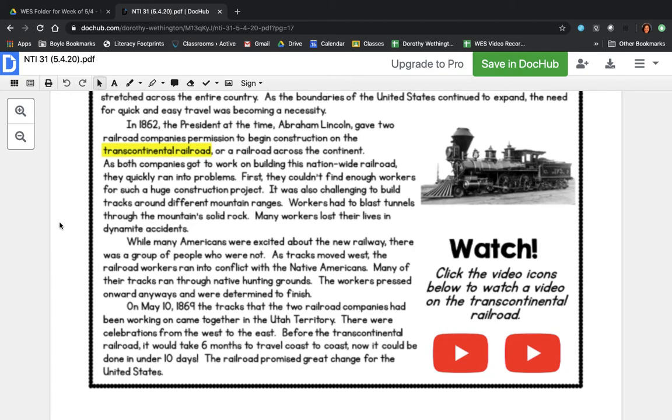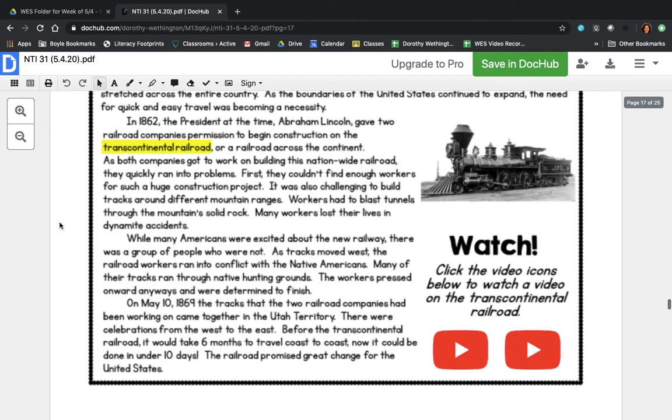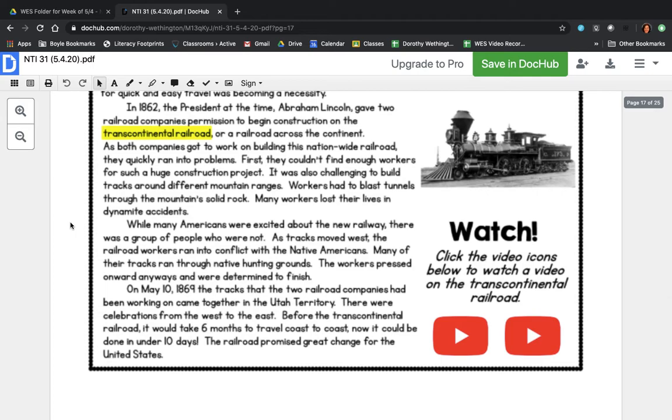As both companies got to work on building this nationwide railroad, they quickly ran into problems. First, they couldn't find enough workers for such a huge construction project. It was also challenging to build tracks around different mountain ranges. Workers had to blast tunnels through the mountain's solid rock. Many workers lost their lives in dynamite accidents.